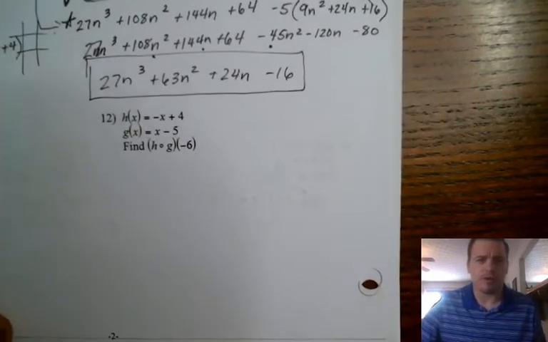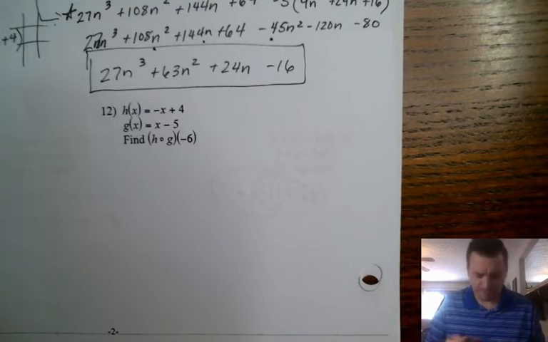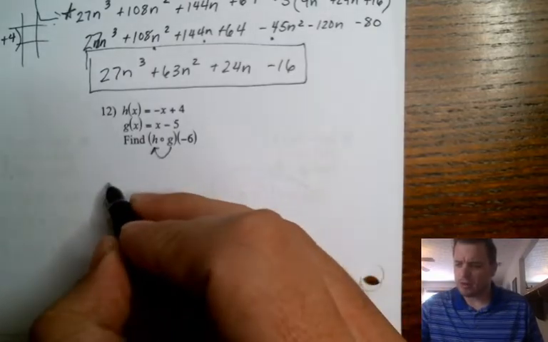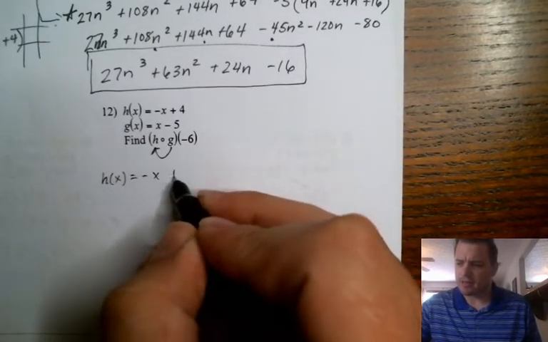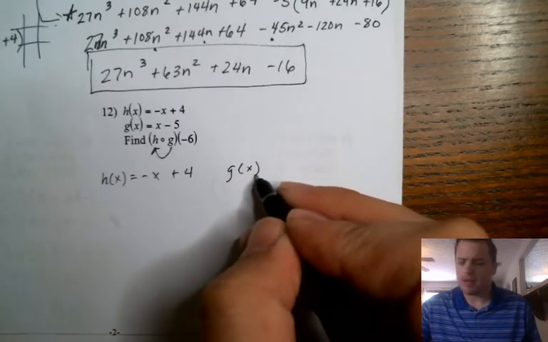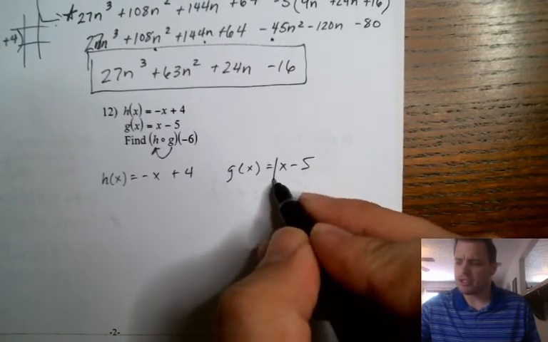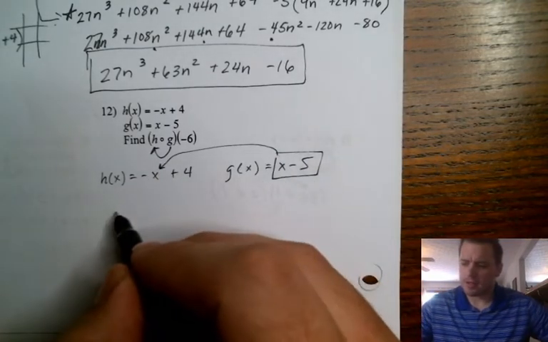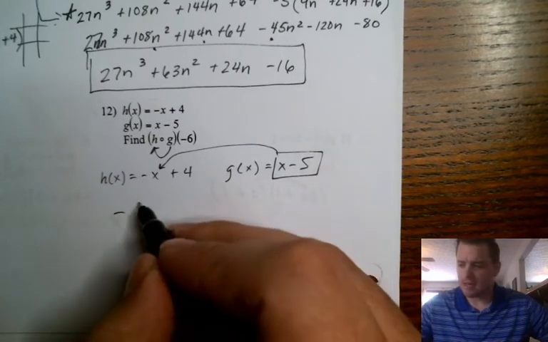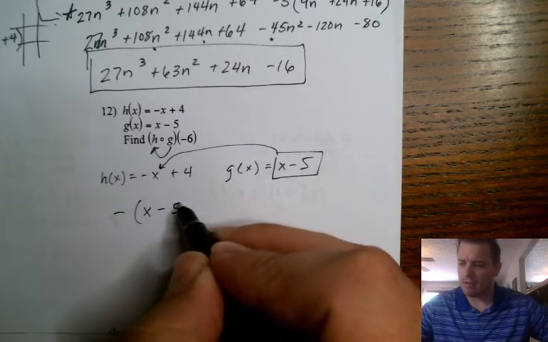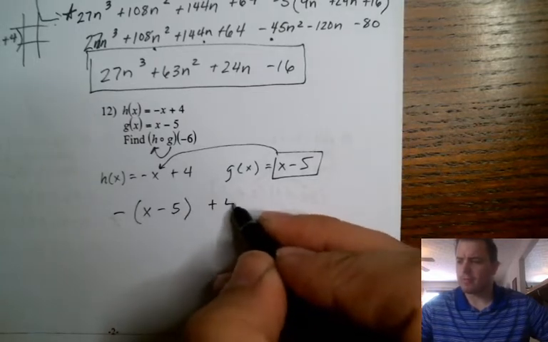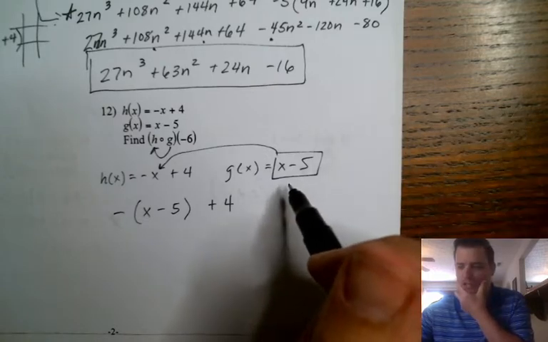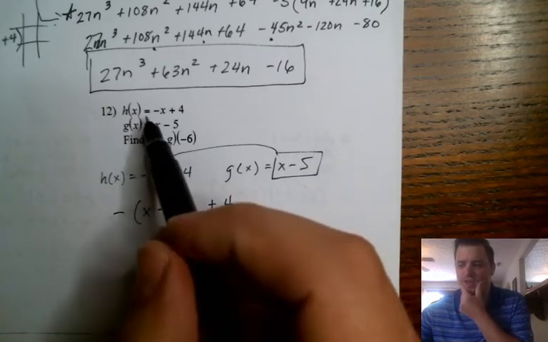Maria asked for number 12. So look at number 12. It says find H composed with G. So that means put G into H. If H of X is equal to negative X plus 4, and G of X is equal to X minus 5, we're going to take G and put it into X. So it looks like this: negative, because that negative is on the outside, times the quantity of X minus 5, plus 4. So put G, whatever G is, into the X of H of X.